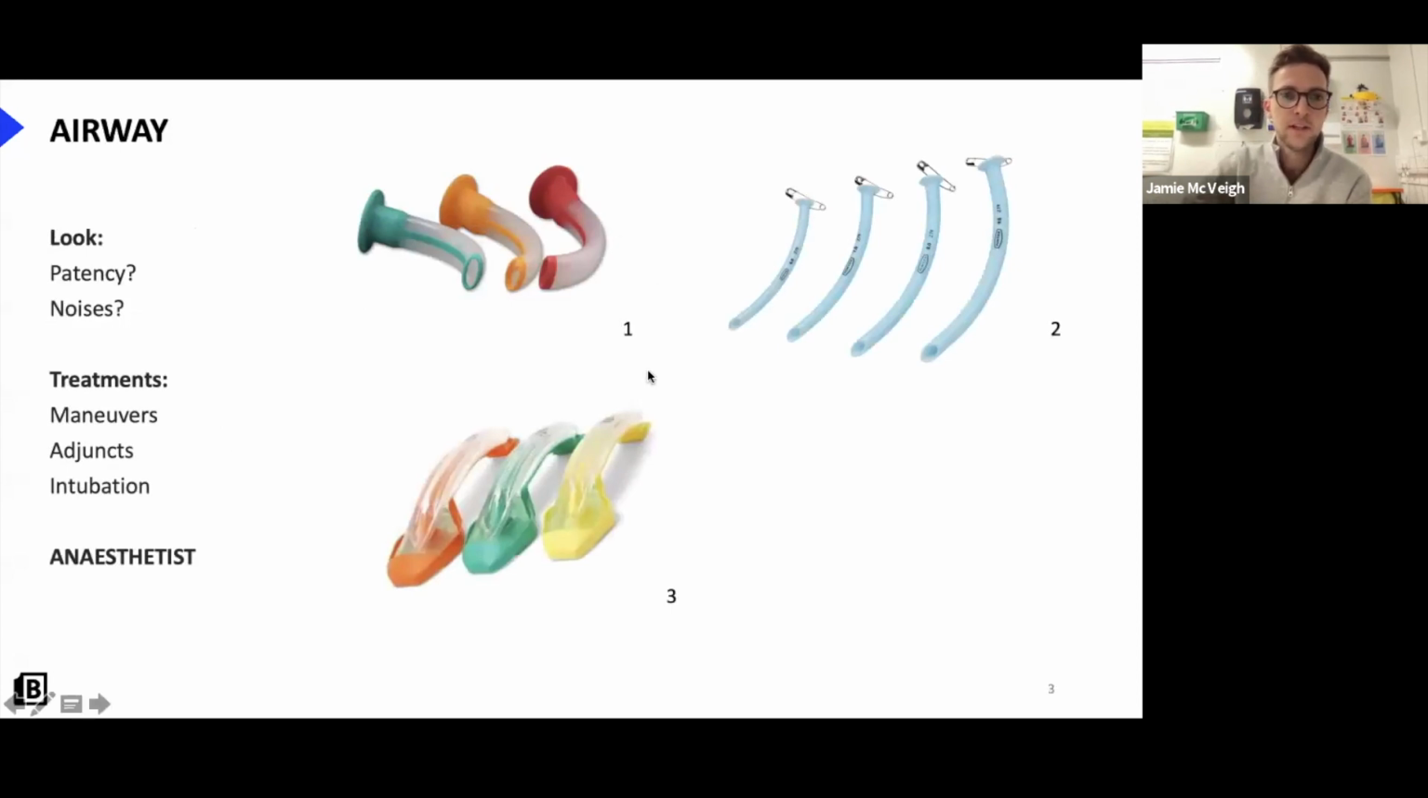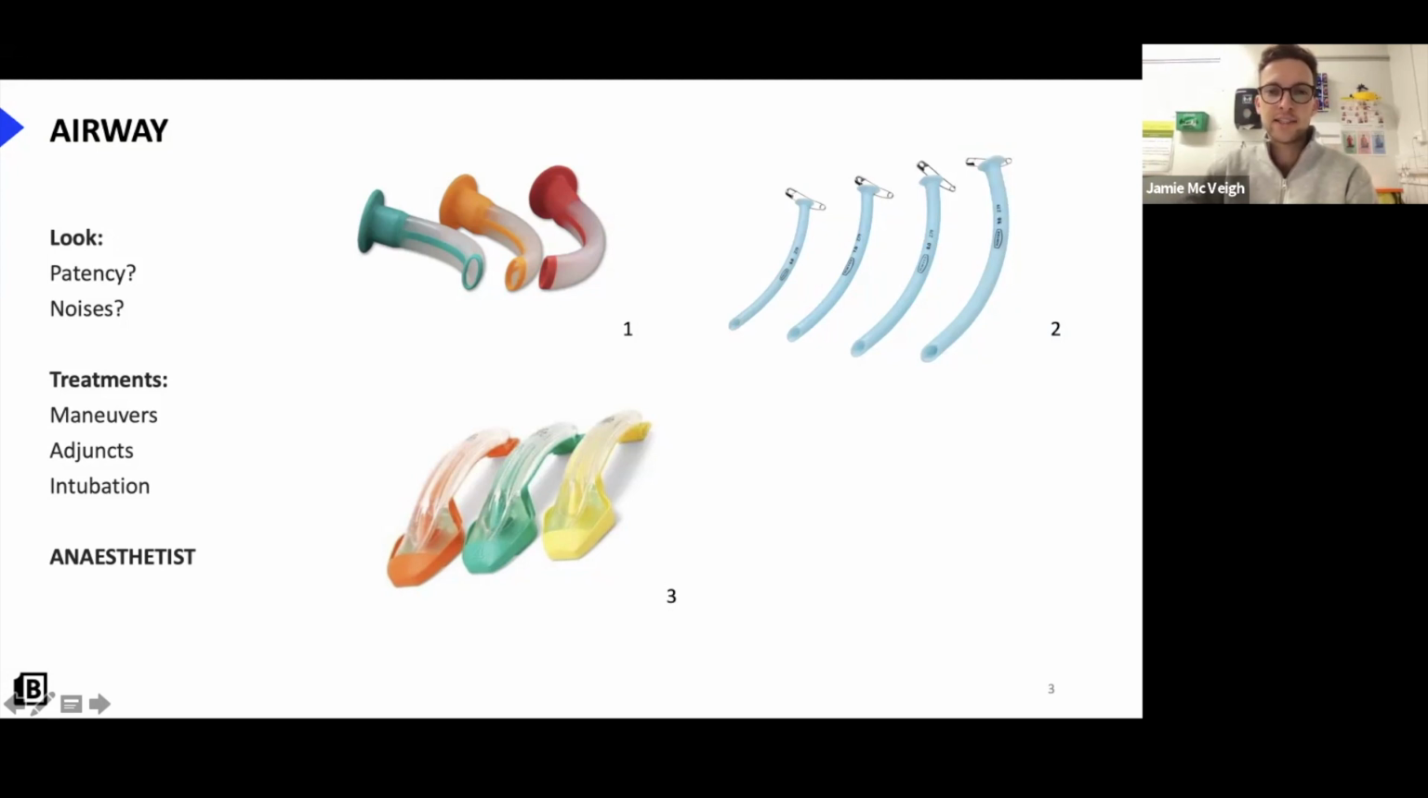So as before, airway, first of all, look at the patient, listen, what are the noises? Are there any noises at all? Are they snoring? And if the airway is not patent or you think the airway is compromised, then get an anaesthetist there pretty quickly. You can do maneuvers, as we've spoken about previously. So that's the head tilt, chin lift, as well as the jaw thrust.